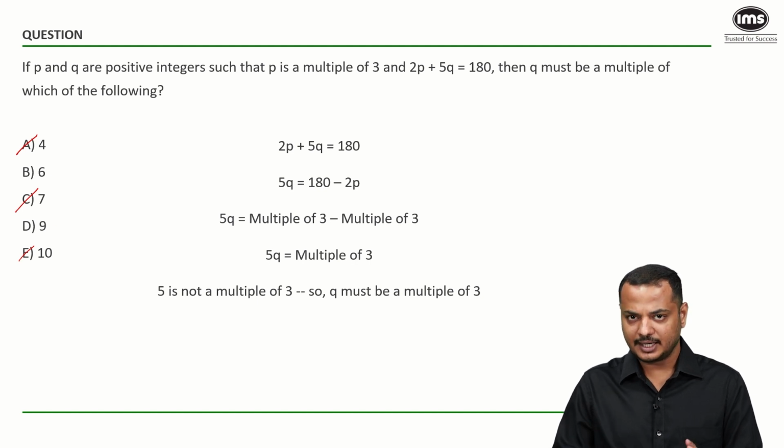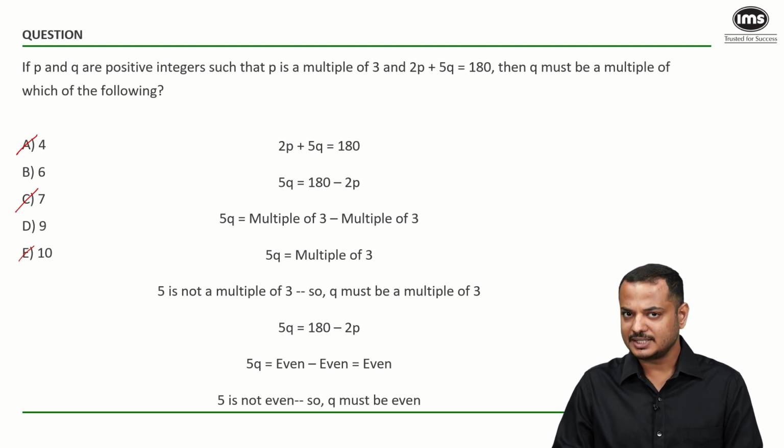Now let's try to further analyze this. We know that 5Q is 180 minus 2P. Now notice that the right hand side, 180 and 2P, both of these are even numbers. So whenever you subtract two even numbers, the resultant is also going to be an even number. This means 5Q is an even number. Now we know that 5 is not an even number. So for this equation to be satisfied, Q must be an even number.